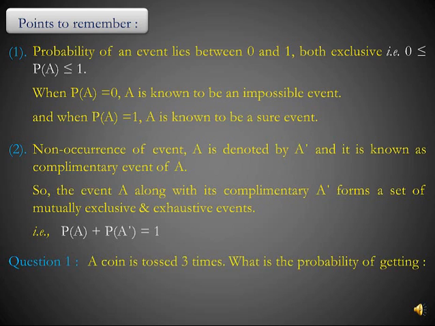Now let's solve a question. Our first question is, a coin is tossed 3 times. So what is the probability of getting: first part is 2 heads and second part is at least 2 heads?